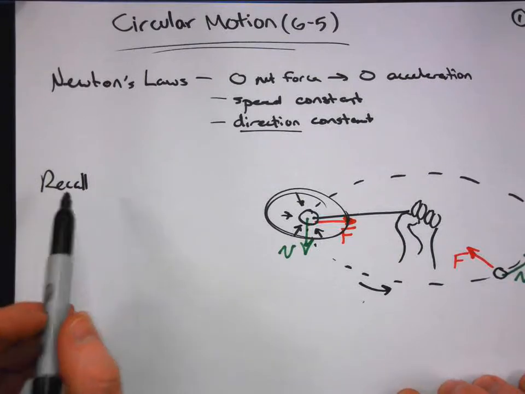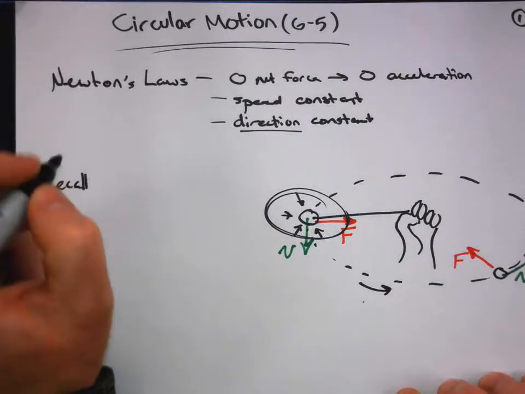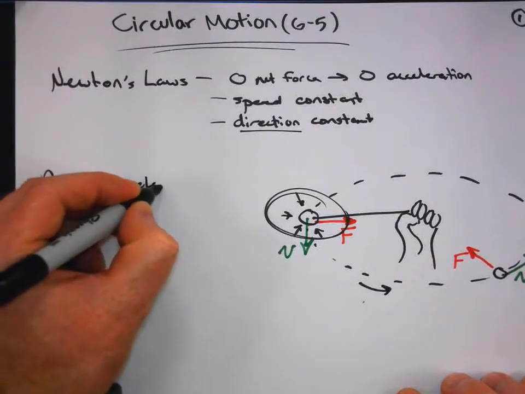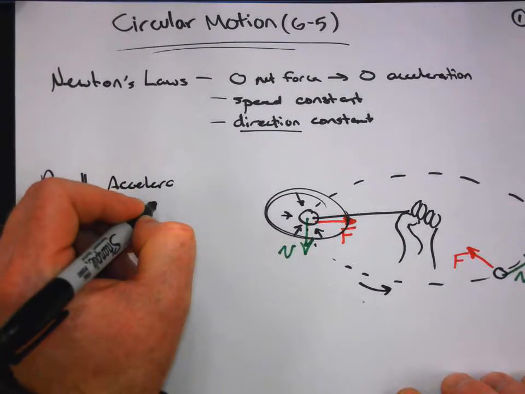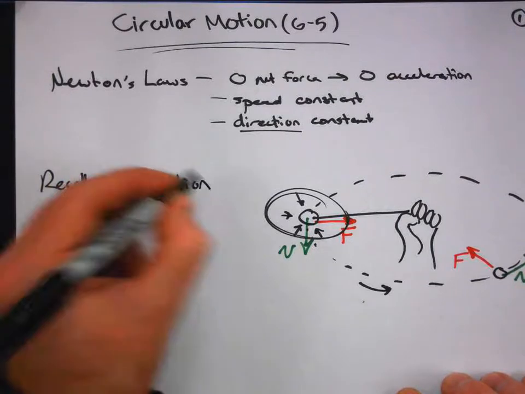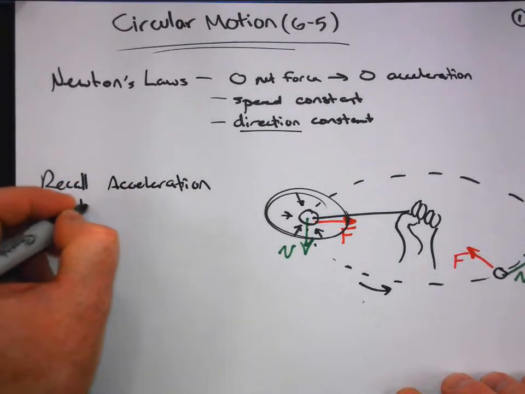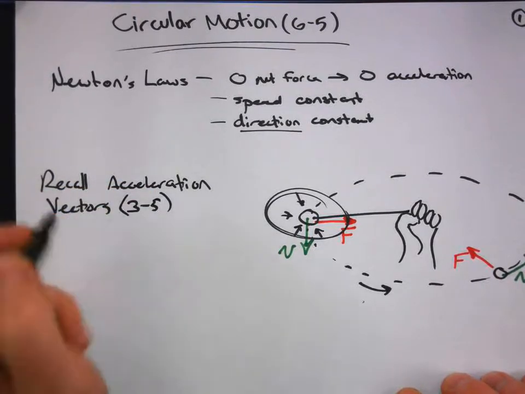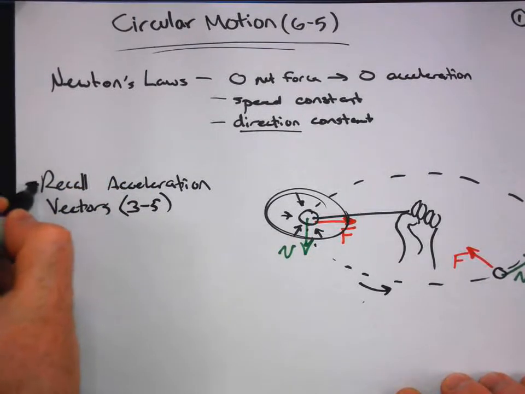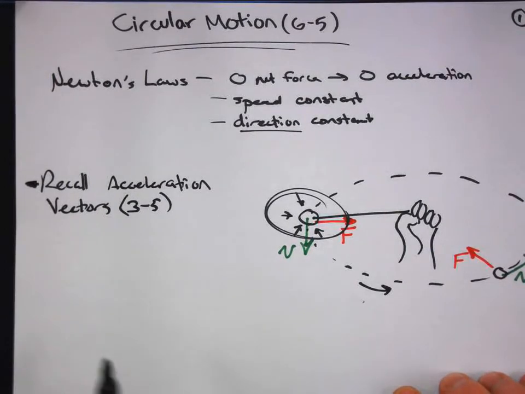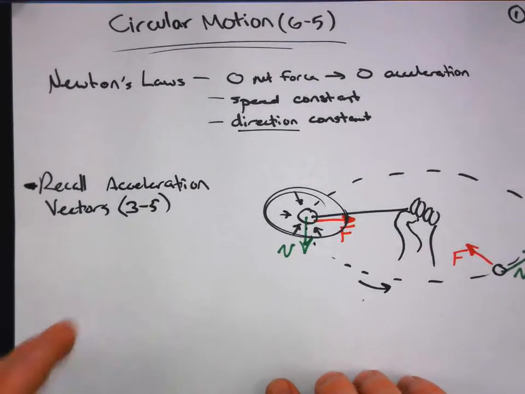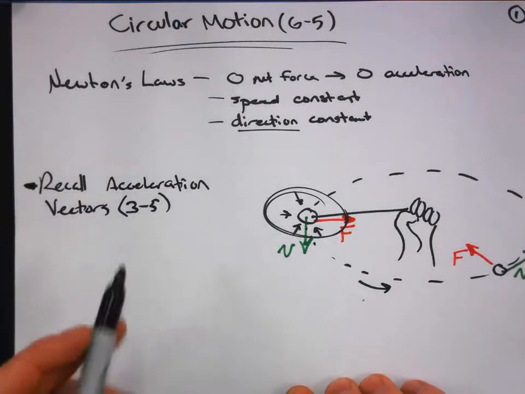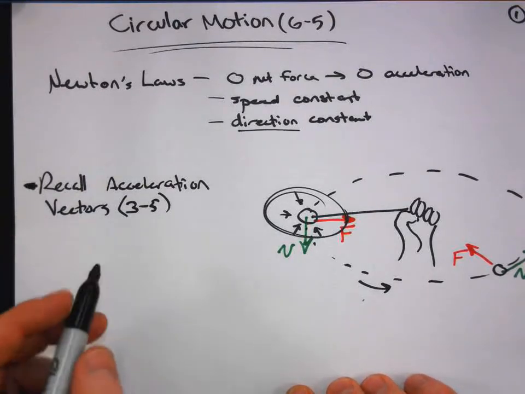So I want you to think back. It's been a while since we looked at this. We checked out acceleration vectors, which was section 3-5. That's chapter 3. It's been a while since we were in that chapter. But what it was talking about was the vector nature of acceleration and how that applies to an object moving in a circle.